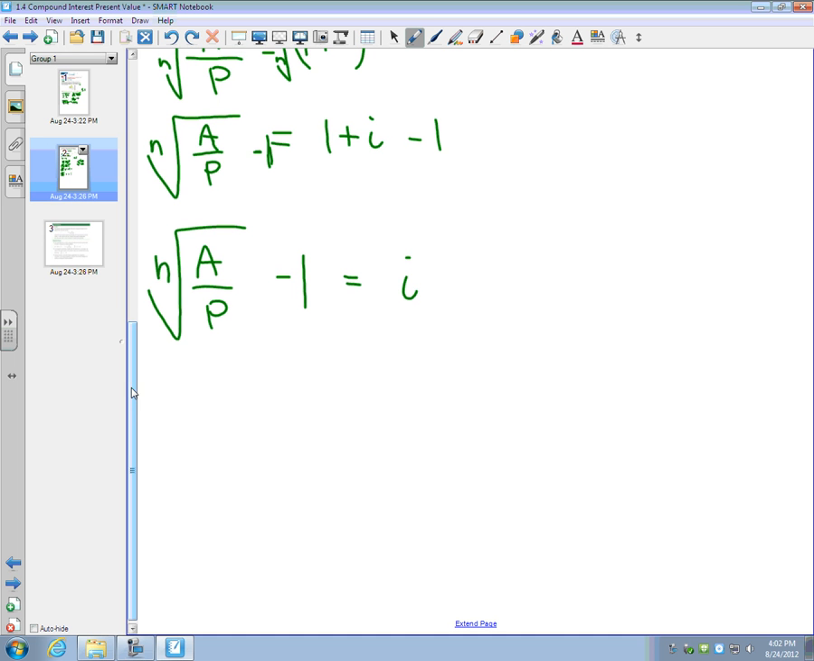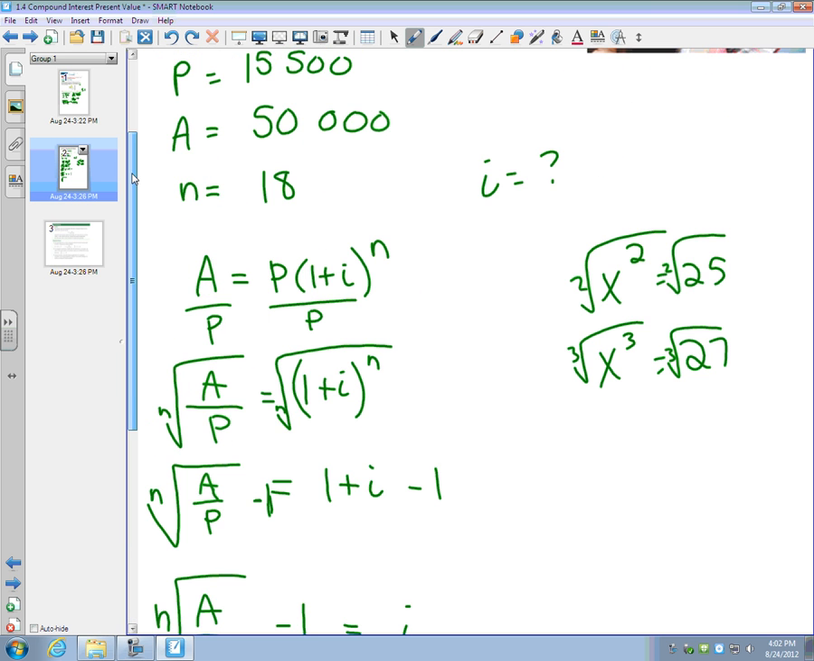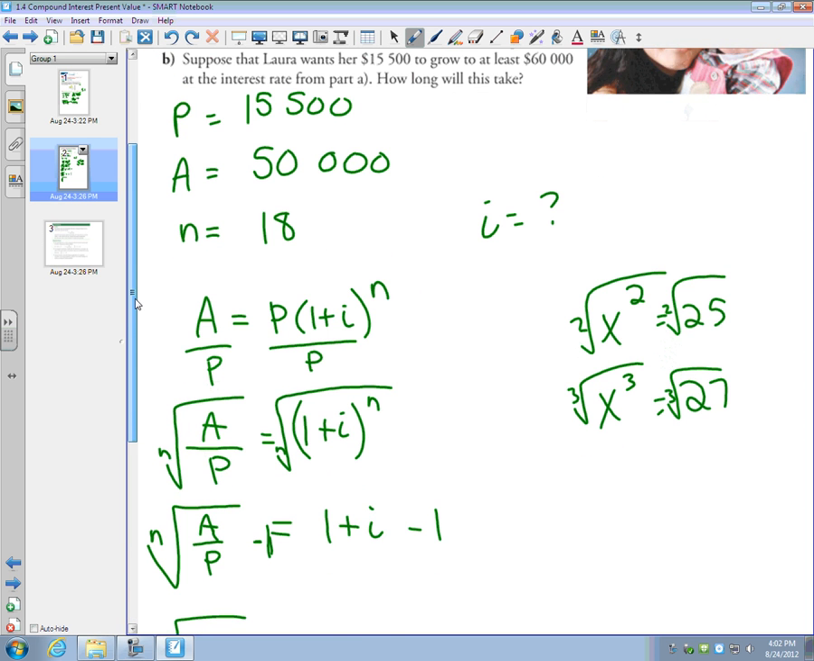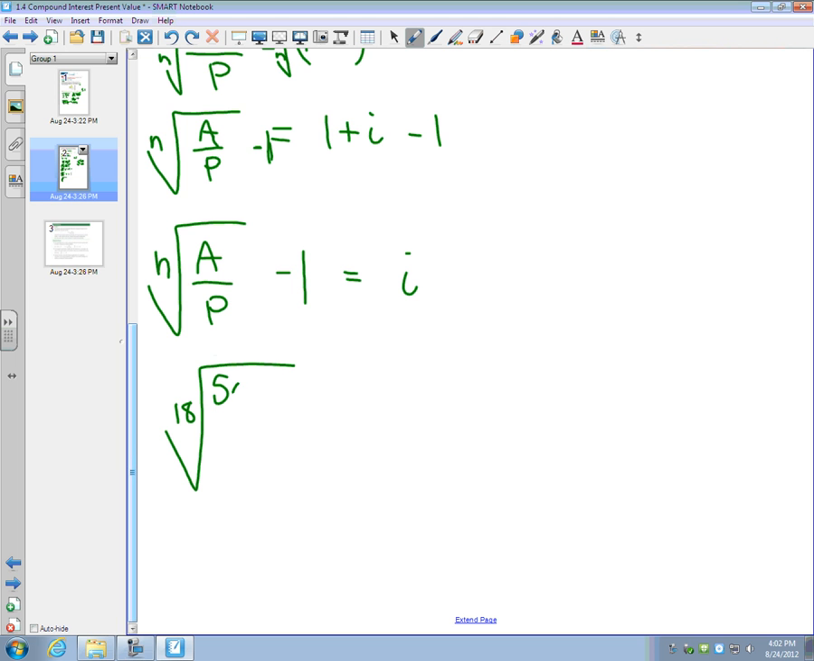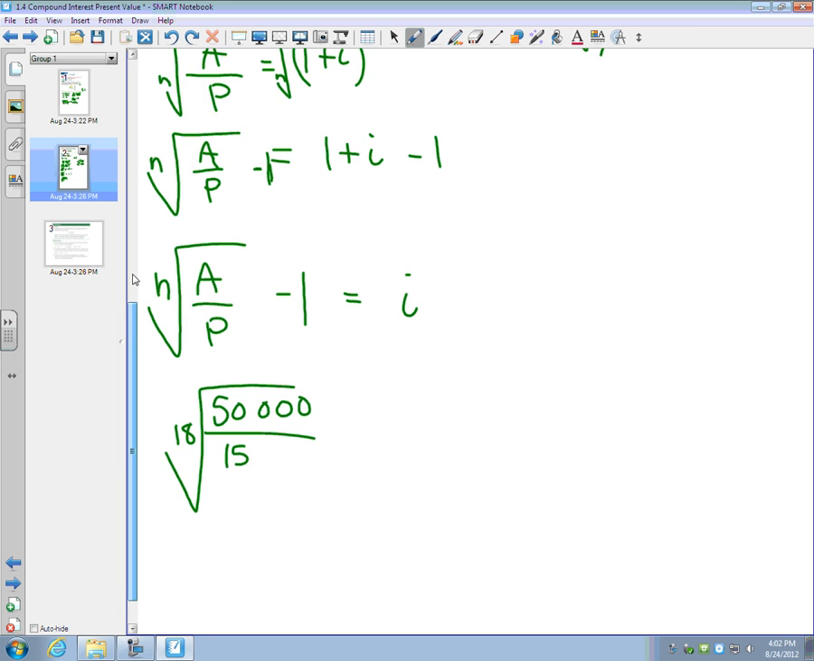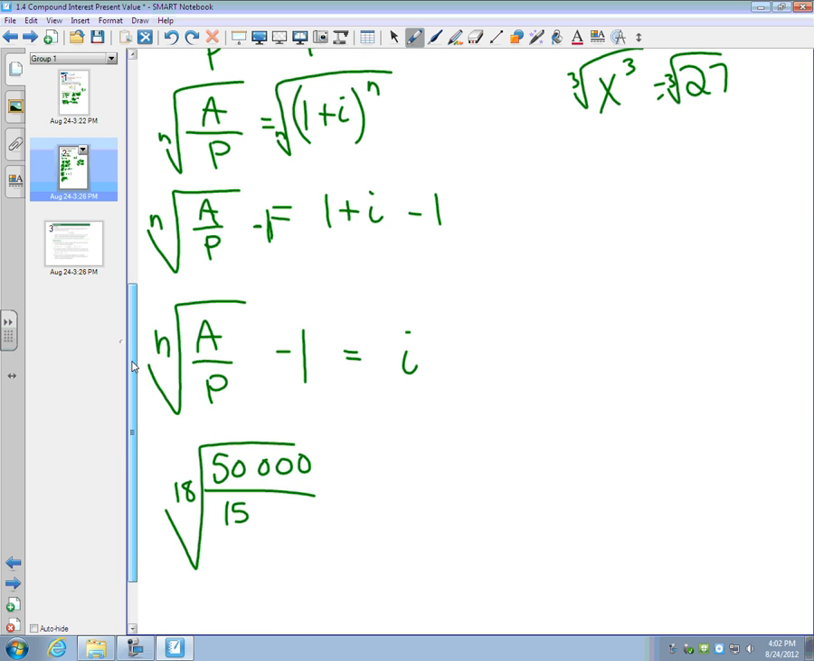So n we said was 18. We're going to do the 18th root of A divided by P. A was 50,000, P was 15,500. We're going to subtract 1 from that, and that's going to give us our interest rate. Again, order of operations: we're going to do division first, 50,000 divided by 15,500, and then we're going to do the 18th root.